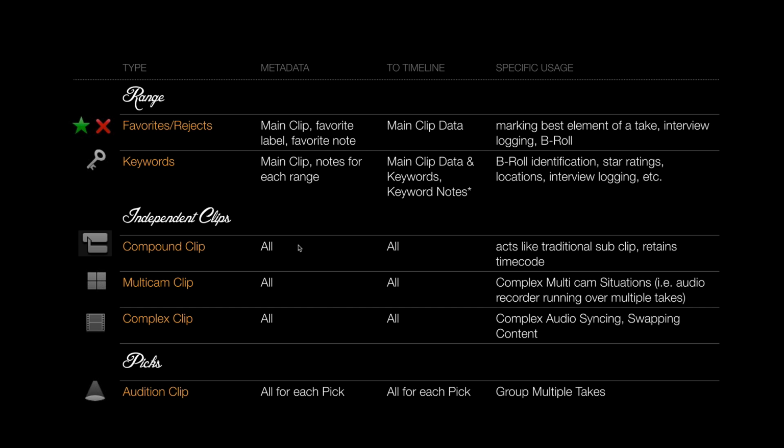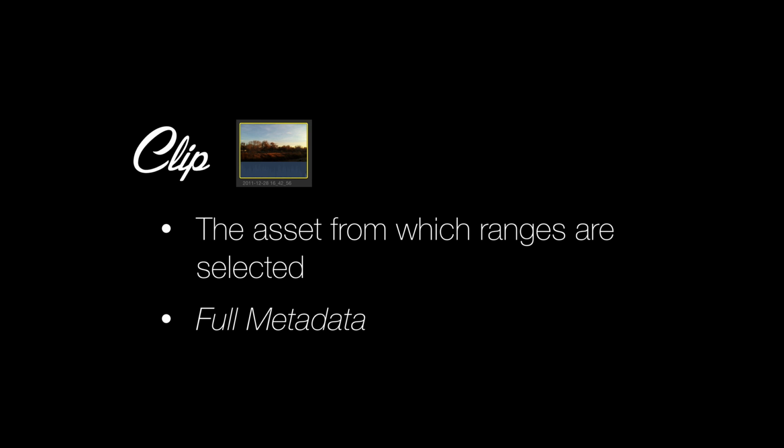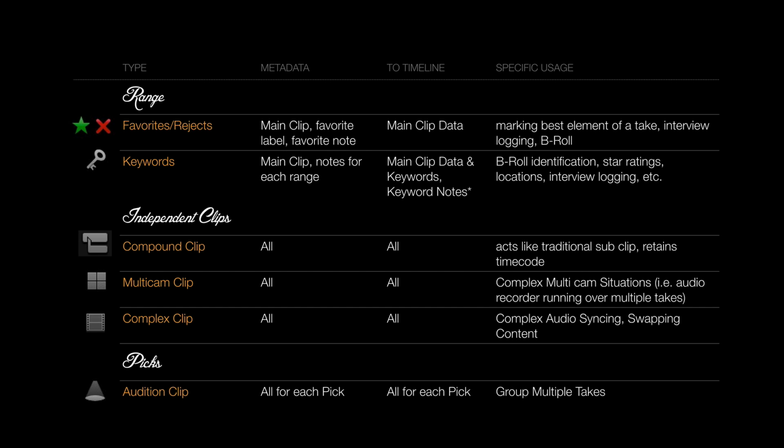In contrast, you have lots of metadata. So if we look at what clips are, it's the asset from which ranges are selected. It's the best I could come up with. And it has full metadata, in other words, all the stuff you need. It has things like scene and shot and camera name, a camera angle, things like that. Something that a range doesn't have at all.